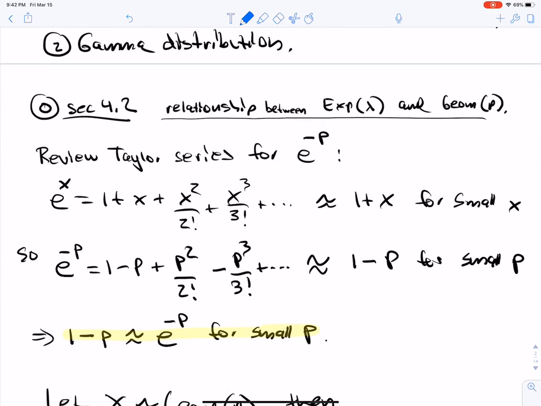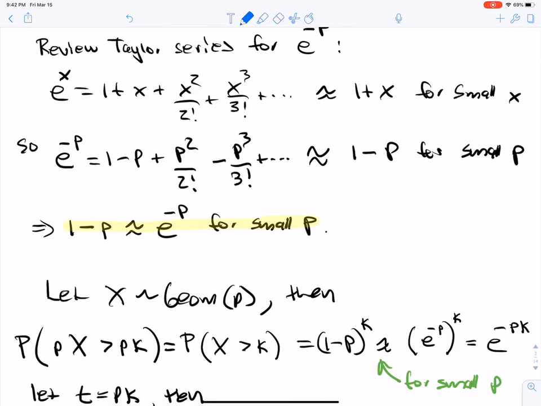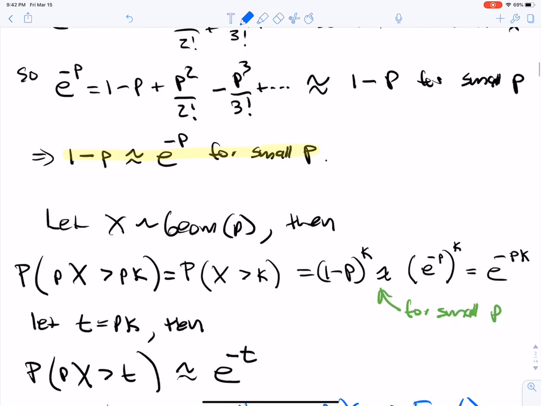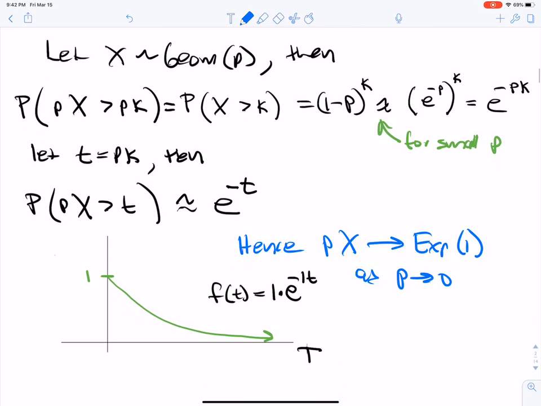So we, of course, have the Taylor series for e to the x, and that gives us a relationship: 1 minus p is approximately e to the minus p for small p. So now the probability that px is greater than pk is approximately e to the minus pk. And if you just think of t as being equal to pk, this says that the probability that px is greater than t is approximately e to the minus t.